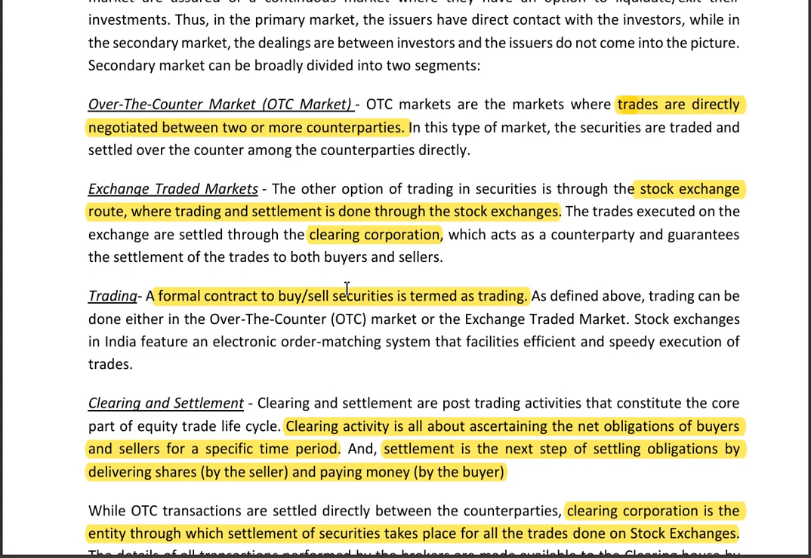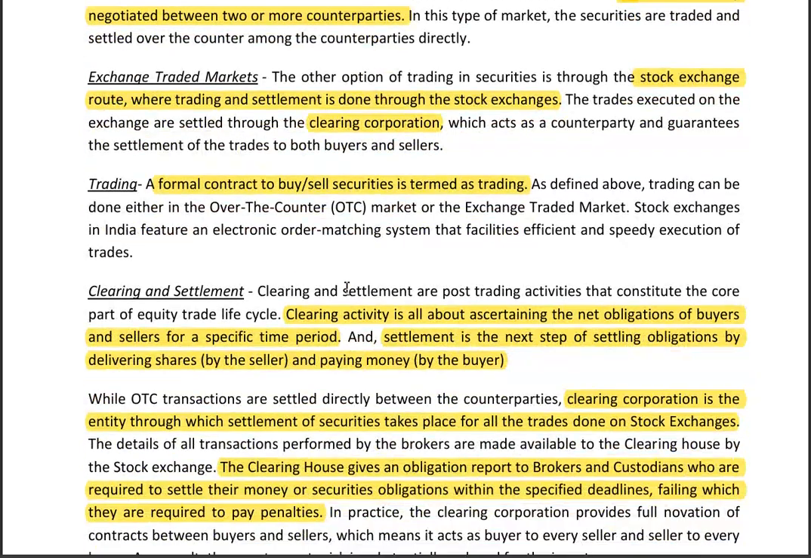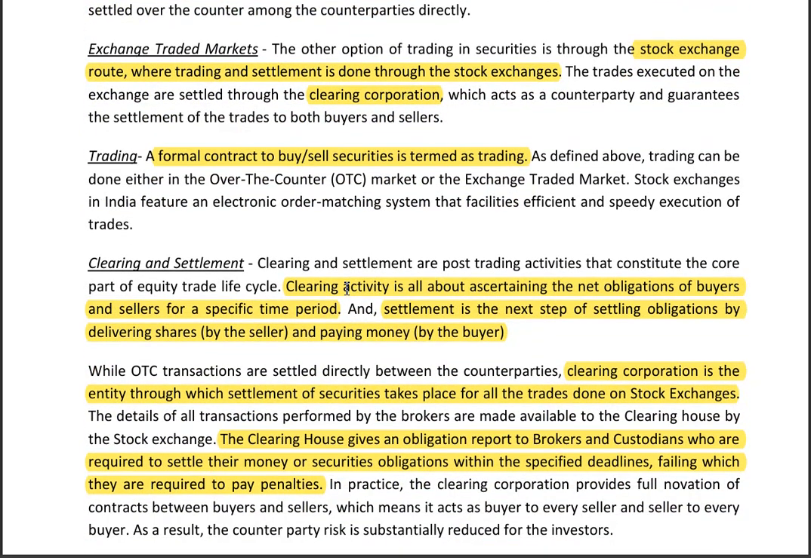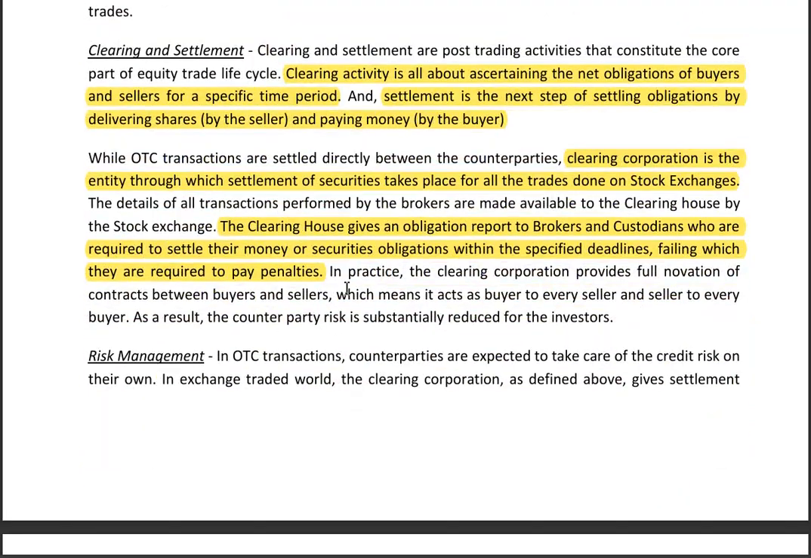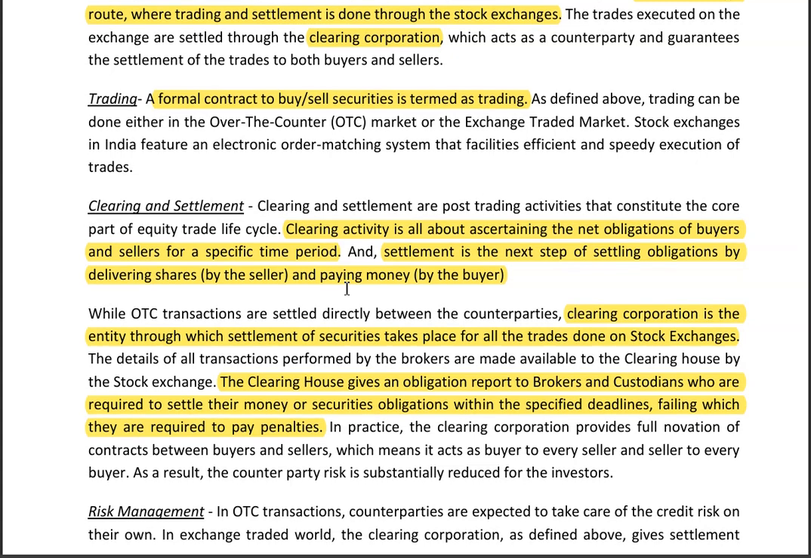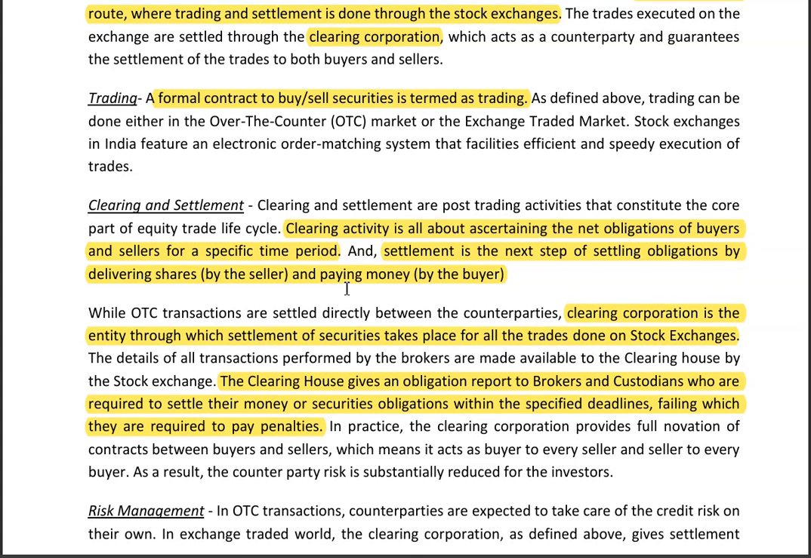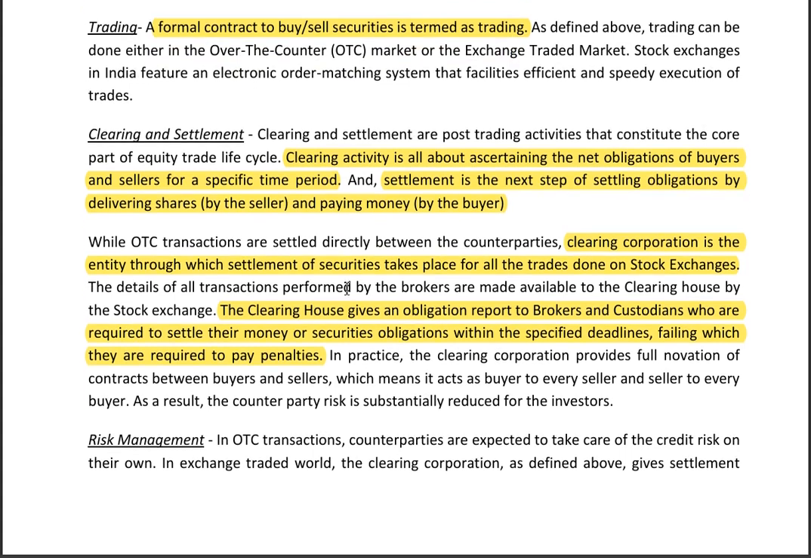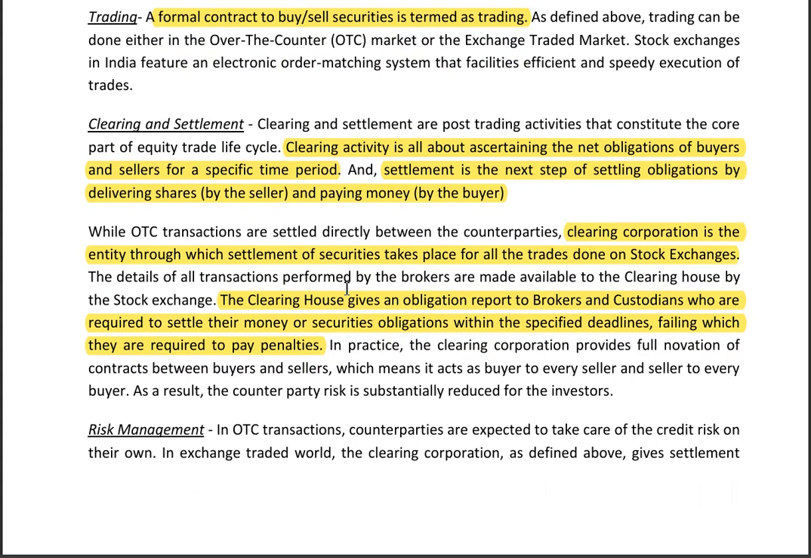There is a clearing corporation, etc. Trading is the formal conduct to buy or sell or execute the trade. Clearing and settlement are the post-trading activities. Clearing tells about the net obligations of buyers and sellers for a specific period. Settlement is the next step of settling obligations by delivering shares or paying money to the buyer, while OTC transactions are settled directly between counterparties.